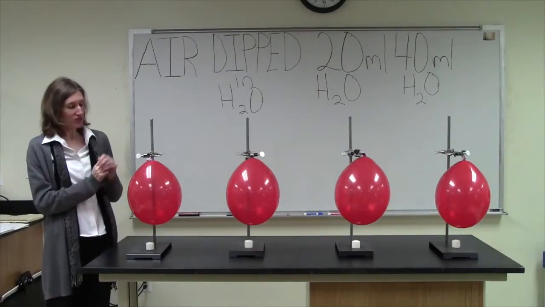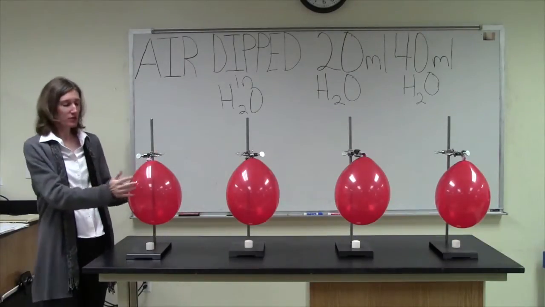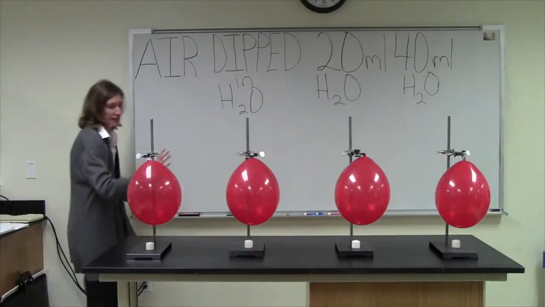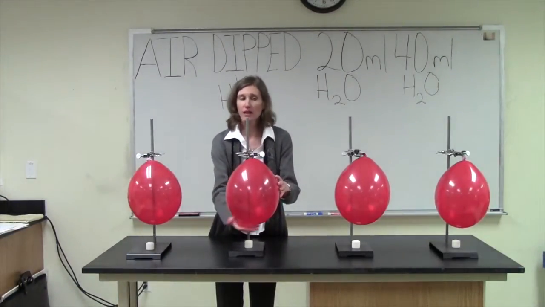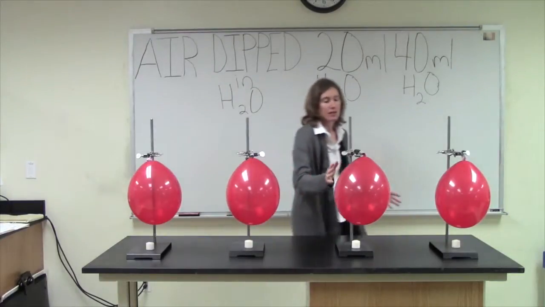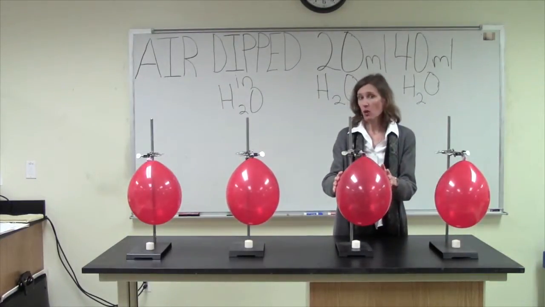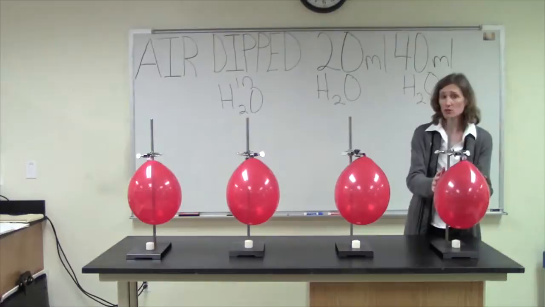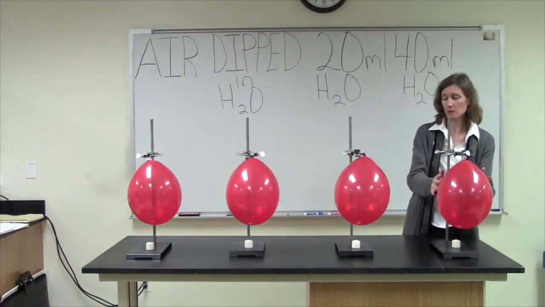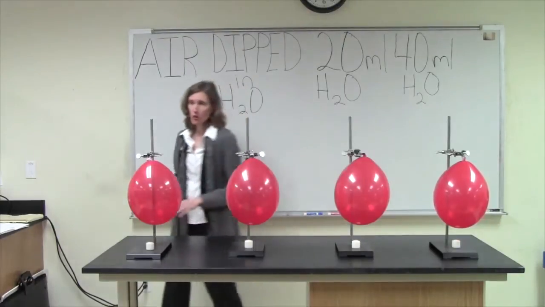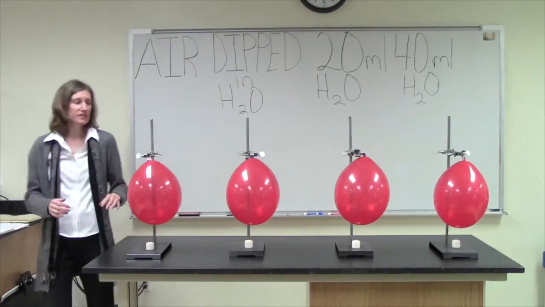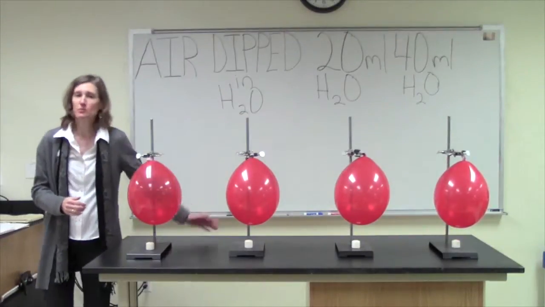What we have done is we've set up 4 balloons. In the first balloon, we just have air. In the second balloon, we've wiped the bottom of the balloon with water, so air on the inside, a little water on the outside. In the third balloon, we've added 20 mils of water inside the balloon, and in the fourth balloon, we have 40 mils of water inside the balloon. What we're going to do in a few minutes is light the candles under all 4 balloons at the same time, and we're going to see how long it takes each of these balloons to pop.